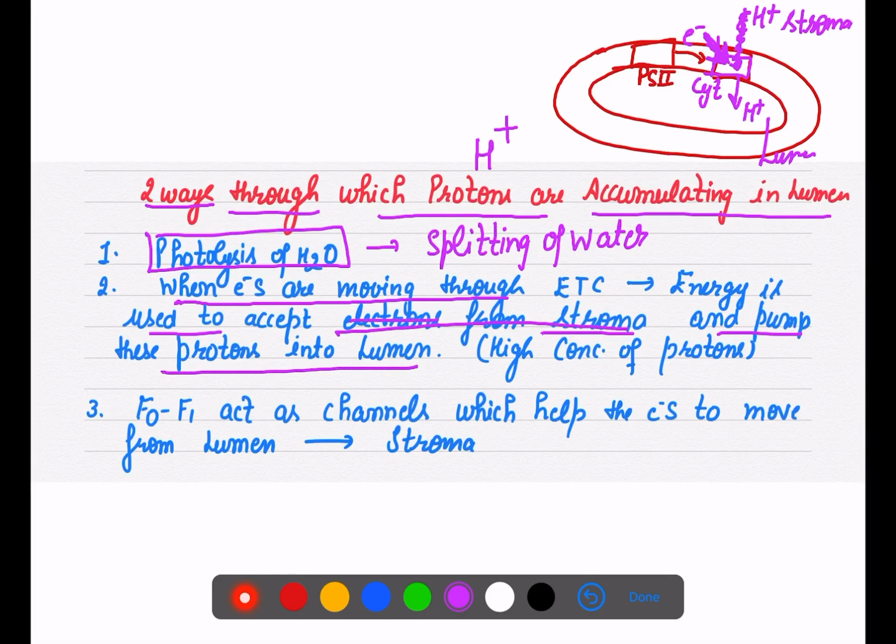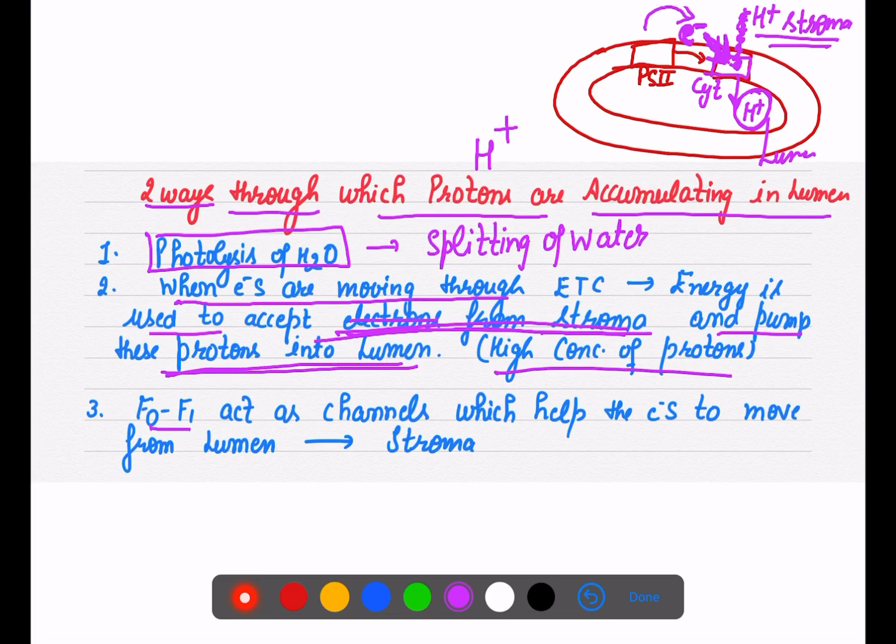Basically, you have to write this down. Don't get confused that electrons are accepted from the stroma. Electrons are coming from photosystem 2, but when these electrons are transported, energy is used to pump the protons into the lumen, which creates a high concentration of protons.